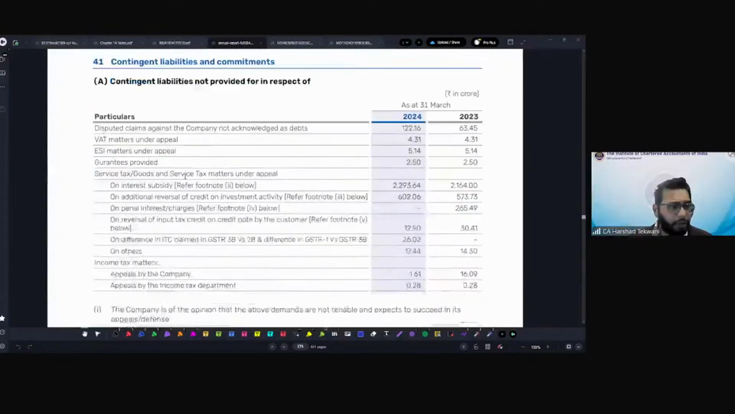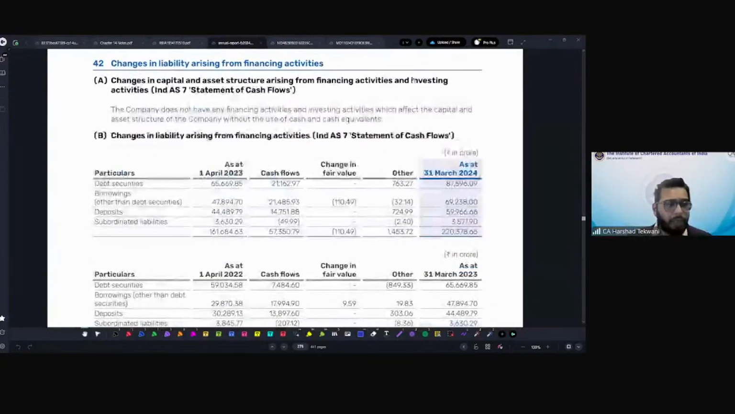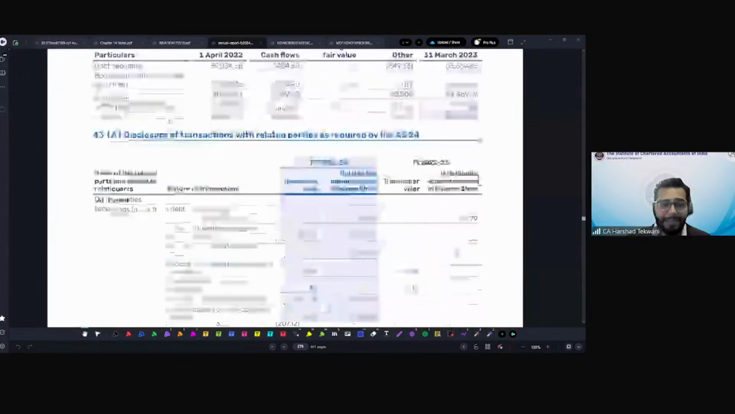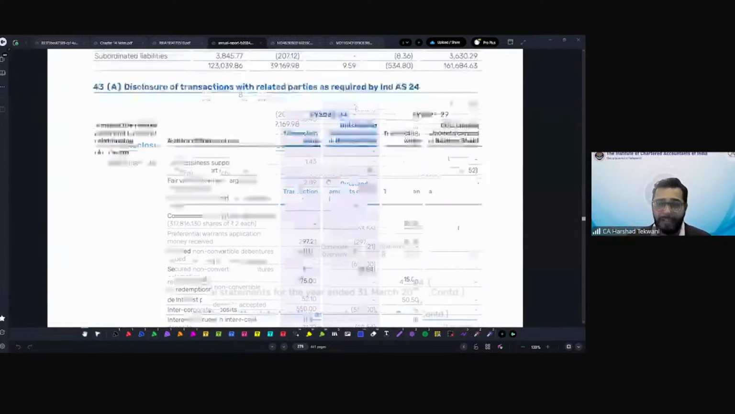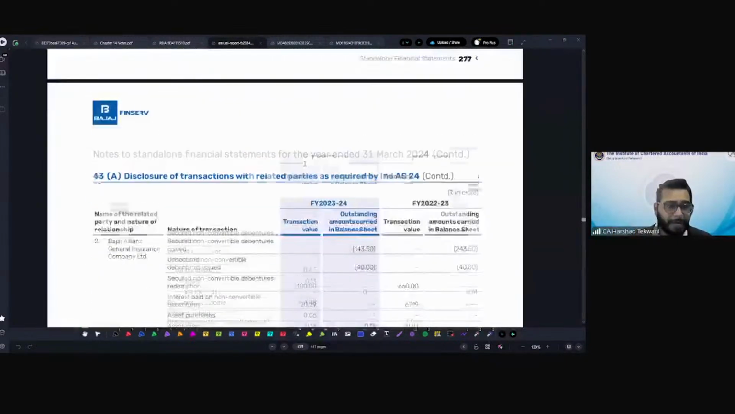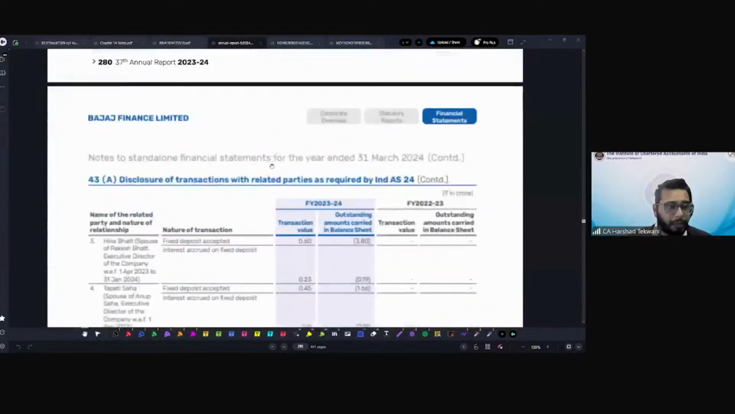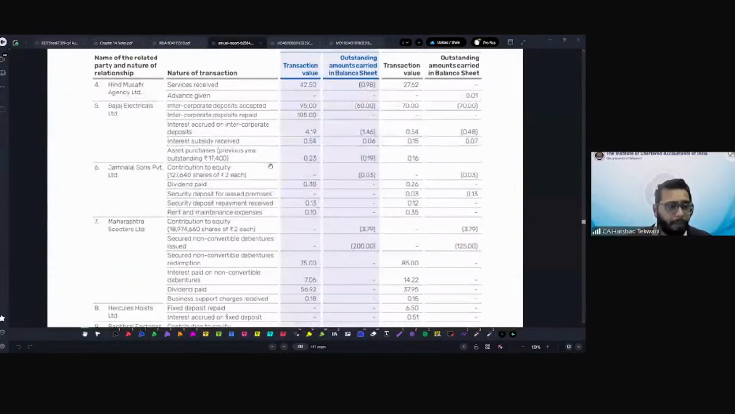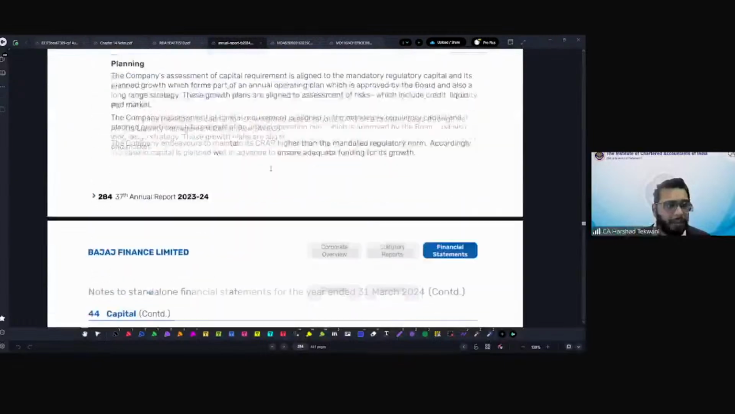Regulation, contingent liabilities. Now these were the different ones. Now over here, see, it is with respect to changes in capital and asset structure arising from Ind AS 7. So some specific disclosures related to Ind AS 7 and Ind AS 24 are applicable to this particular entity. Now if I go in more detail, you will find different types of reporting.